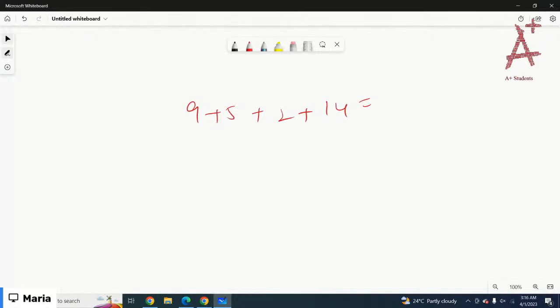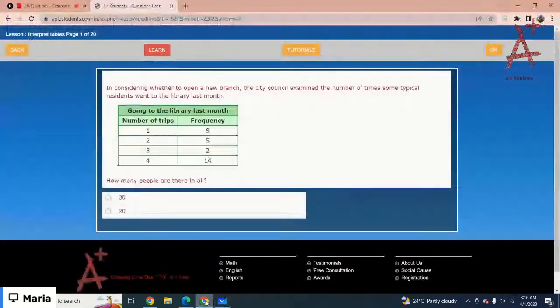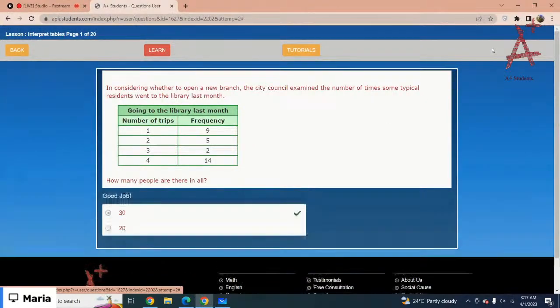It would be 14 plus 2 plus 5 plus 9. So when you add them, it makes 30. That means the total people here is 30. Got it? The correct option is 30. How many people are there in all? There are 30 people in all. Got it?